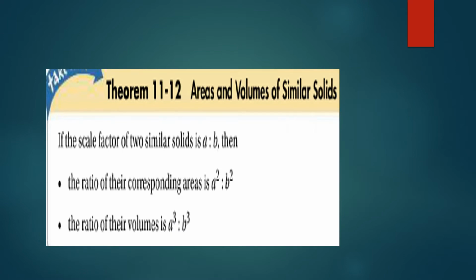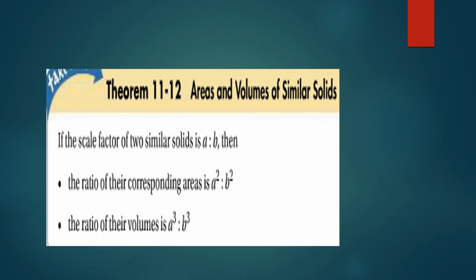Here is an important theorem about the lesson. Theorem 11-12, areas and volumes of similar solids. If the scale factor of two similar solids is A to B, then the ratio of their corresponding areas is A squared to B squared, and the ratio of their volumes is A cubed to B cubed. A is the dimension of the first figure, and B is the dimension of the second figure.